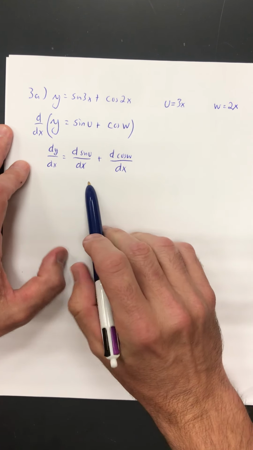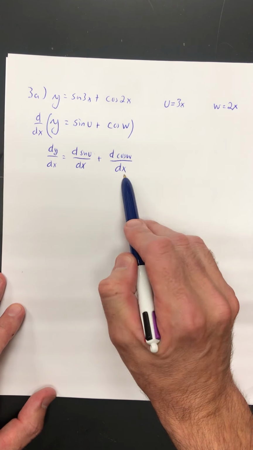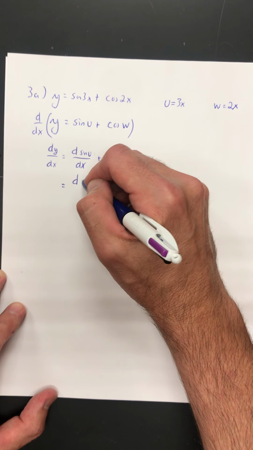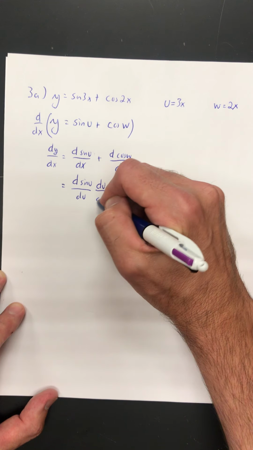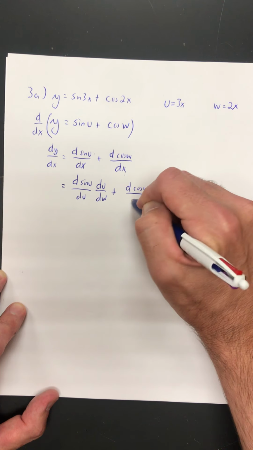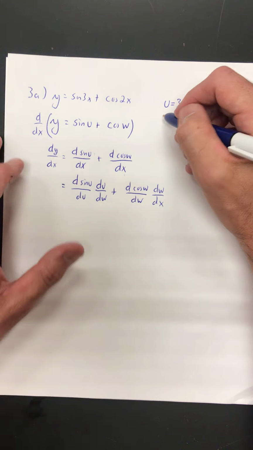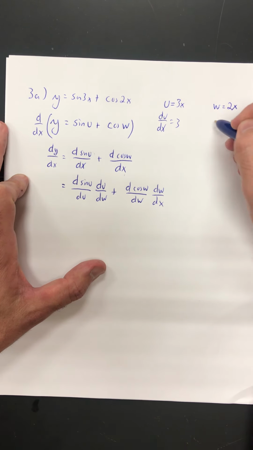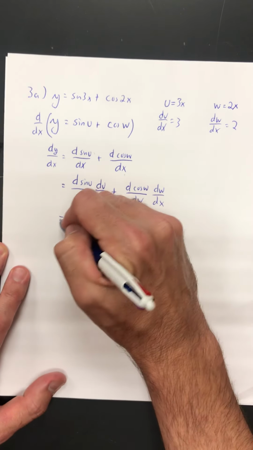Now that's a problem because I can't take the derivative of u with respect to x or w with respect to x, so I have to use the chain rule. So here we go. I'm going to do d sine u du times du dx plus d cosine w dw times dw dx. Now I can do this side work up here. So du dx is equal to 3, dw dx is equal to 2.